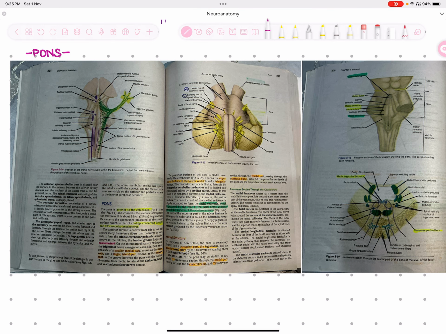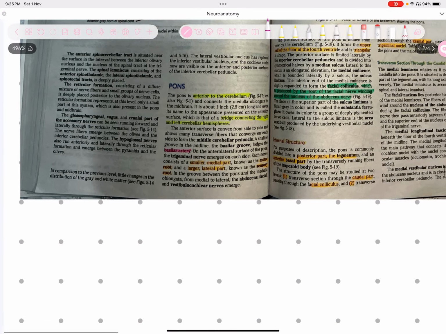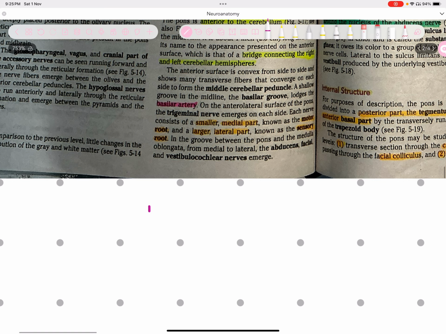Hi everyone, today we'll be covering pons. So pons is a part of your brainstem. On the top, you have your midbrain, then you have pons, and then you'll have your medulla oblongata. So pons basically joins midbrain to your medulla oblongata.